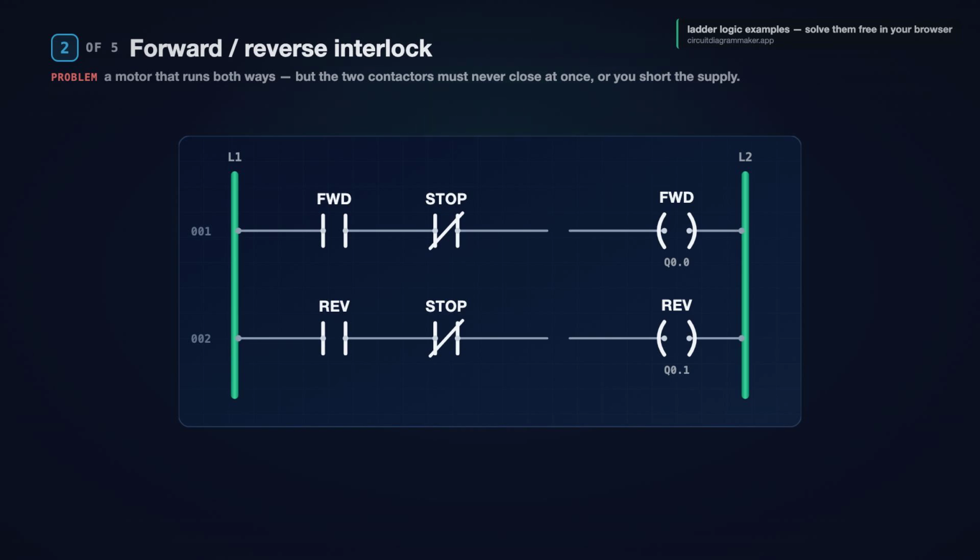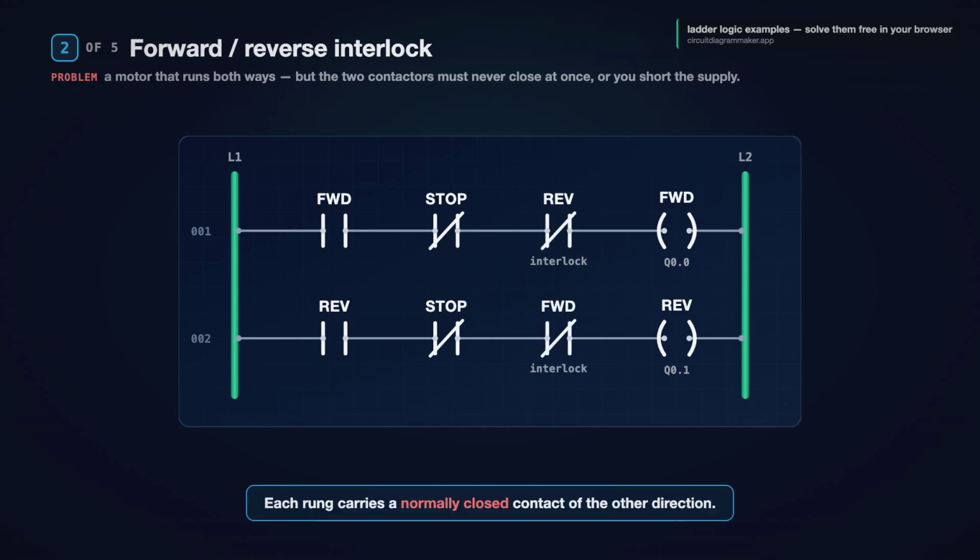Example 2, the forward-reverse interlock. The problem, a motor that runs both ways, forward and reverse. But if both contactors close at once, you short the supply and something burns. So we need a rule the wiring itself enforces. Never both directions together. Rung 1 runs the motor forward. A forward button, a stop, and the forward coil. Rung 2 is the mirror, a reverse button, a stop, and the reverse coil.